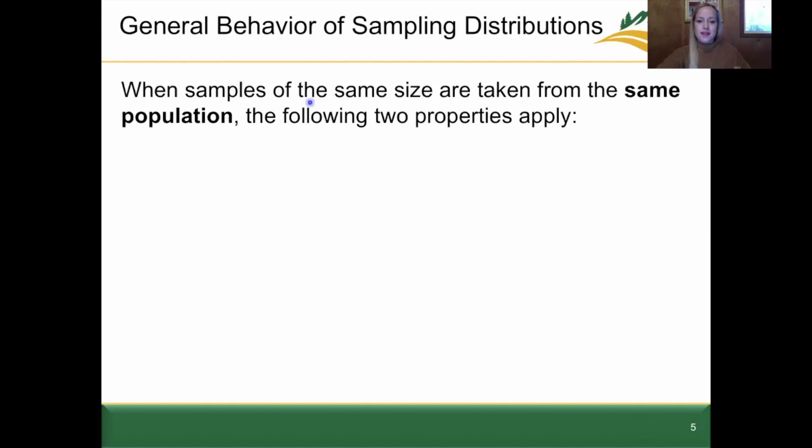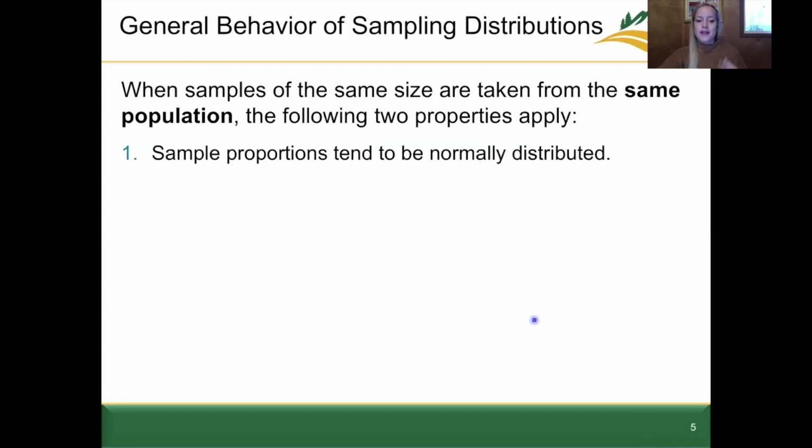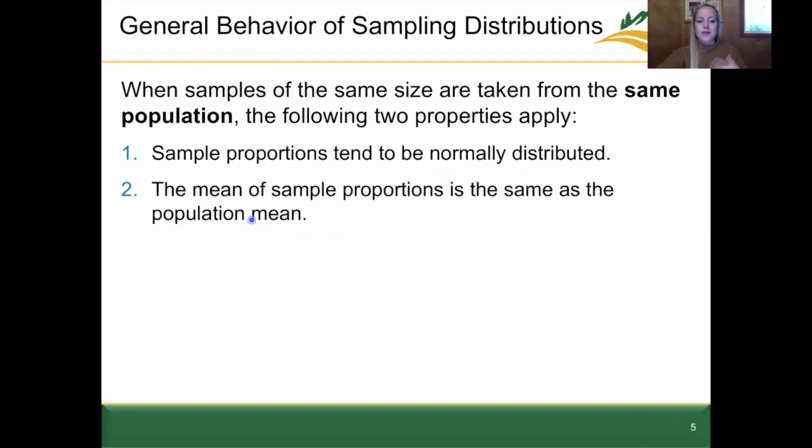So when samples of the same size are taken from the same population, then these following properties apply. Going back to this graphic here, if samples of the same size are taken from the same population, then the properties on the next slide apply. So property number 1, sample proportions tend to be normally distributed. We should know better what this means now after going through what we've gone through for chapter 6. Property number 2, the mean of sample proportions is the same as the population mean. We'll talk a lot more about this in the slides to come.